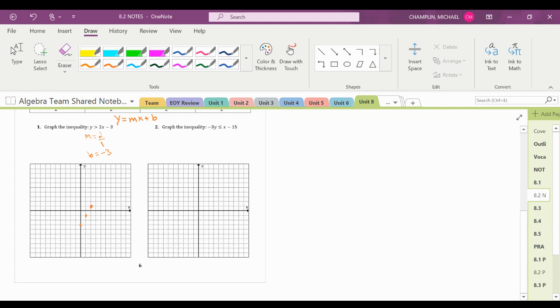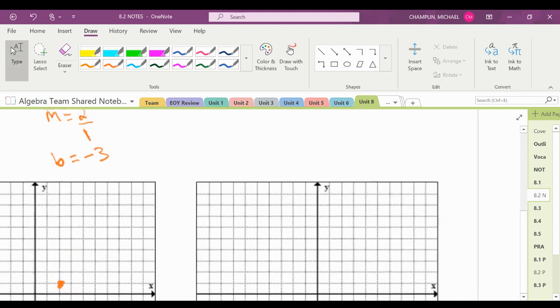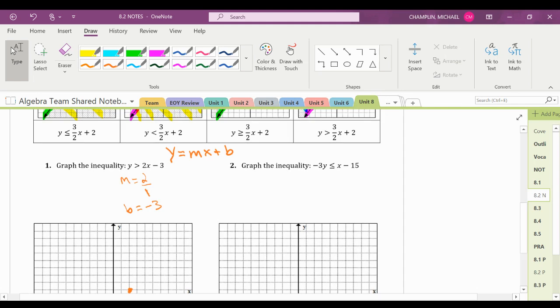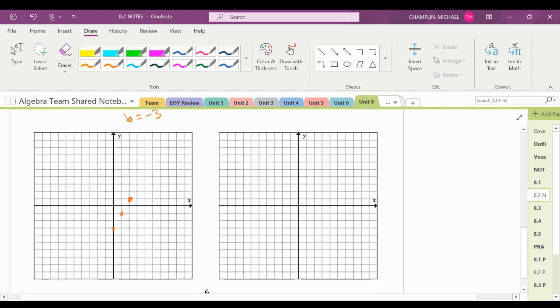Before I draw this line, I have enough points. Before I draw this line, I notice my inequality does not have an equal sign under it. So this means it's going to be a dashed line, right? This is going to be dashed because it's simply just greater than. Y is greater than. So I'm going to do a dash going through my line. I still include my arrows, and my line looks something like that.